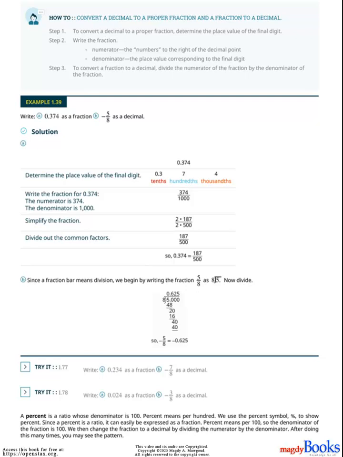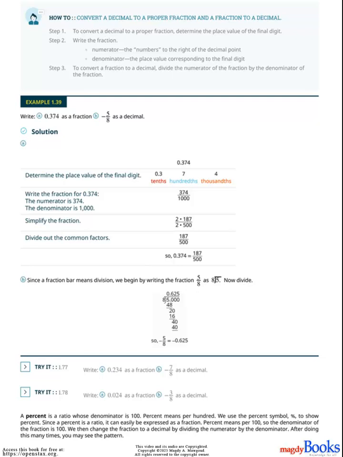B. Since a fraction bar means division, we begin by writing the fraction 5/8 as 5 divided by 8. Now divide. 5.000 divided by 8. Minus 48. 20 minus 16. 40 minus 40. So, -5/8 equals -0.625.